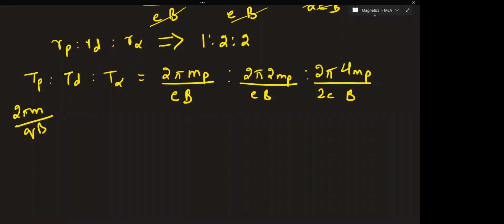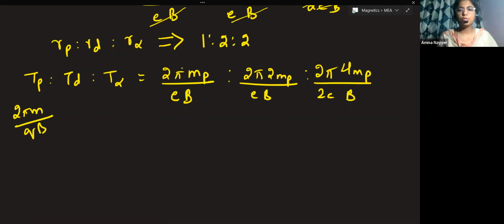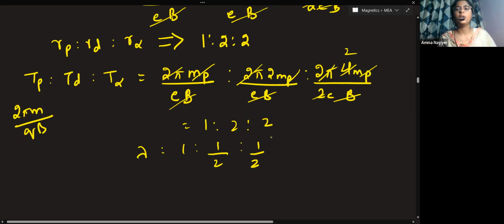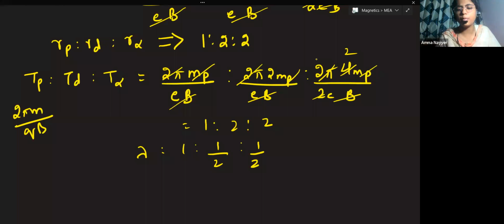Fine. So all the things you have to mention. So 2 pi gets cancelled. mp gets cancelled. Same answer we are getting. See? This also becomes 1:2:2. And frequency will be what? Just reciprocate it: 1:1/2:1/2. Or else you can put in the proper formula for frequency. The answer will be the same. You will just have to reciprocate it.